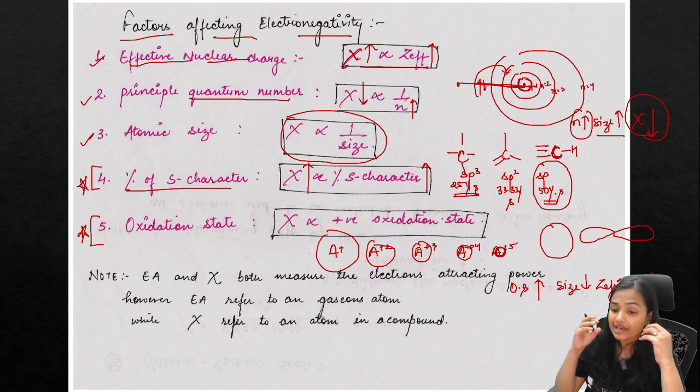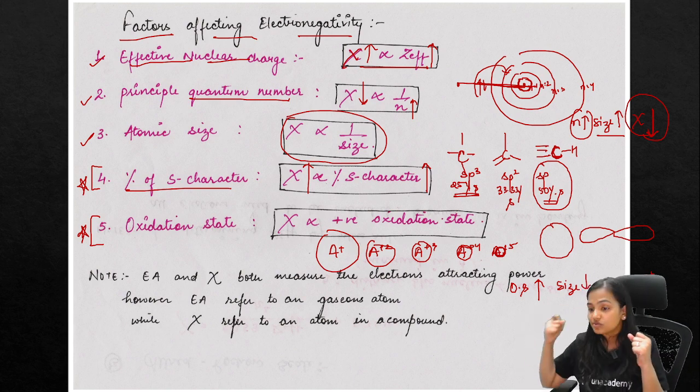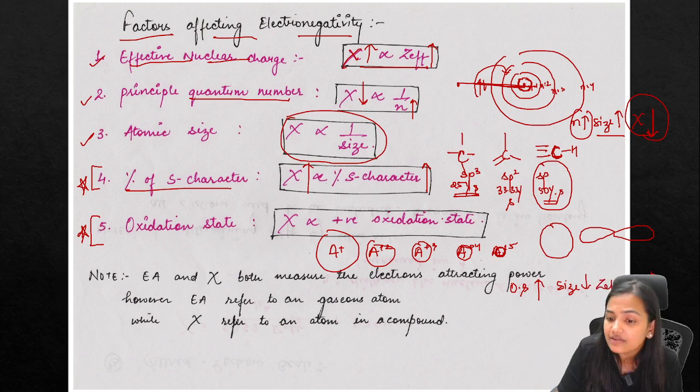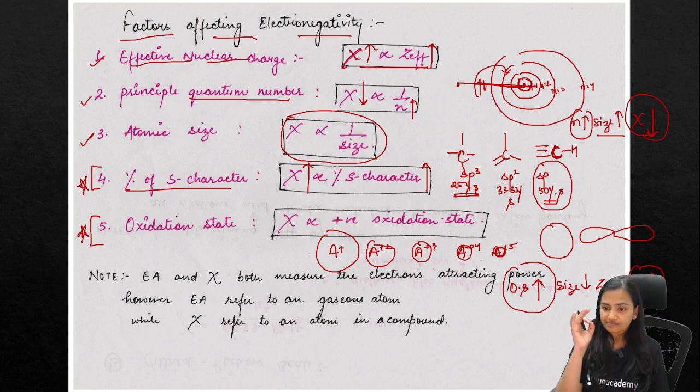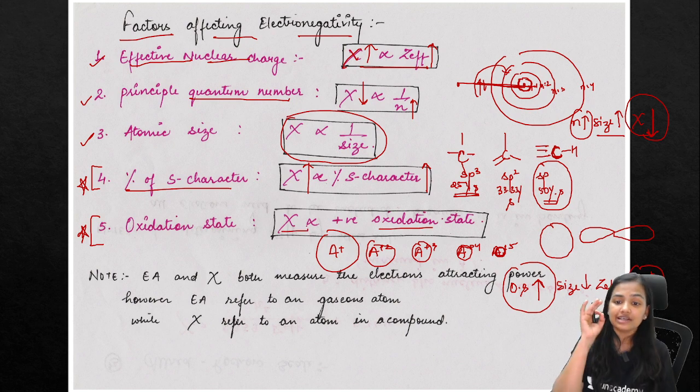Anything which is getting smaller in size because of the higher oxidation state will be able to pull the shared pair of electrons more strongly. So ultimately we can say that oxidation state and electronegativity are directly proportional to each other. As the oxidation state increases, the electronegativity increases.